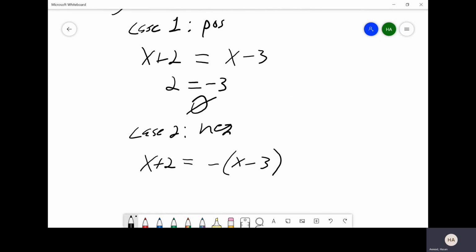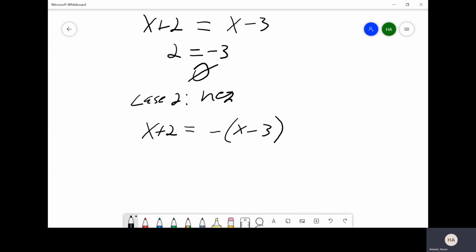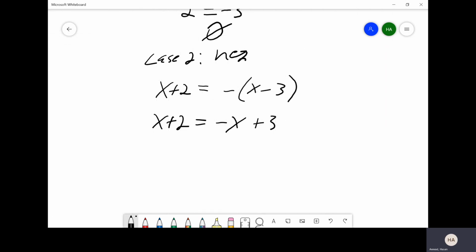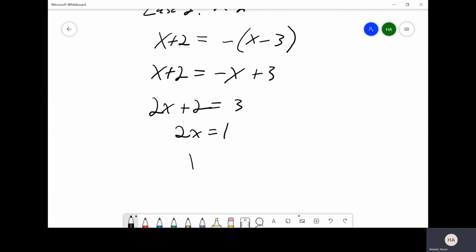That one's done. And now moving on to the next case, x plus 2 is equal to, and now remember, you're distributing your negative each time, so negative x plus 3. And now we're actually going to get a solution here because our x's aren't going to immediately cancel out, right? So we're going to add x to both sides. We get 2x plus 2 is equal to positive 3. We're going to subtract 2. So we get 2x is equal to 1. And that means that x will be equal to 1/2, right? Dividing by 2 on both sides.